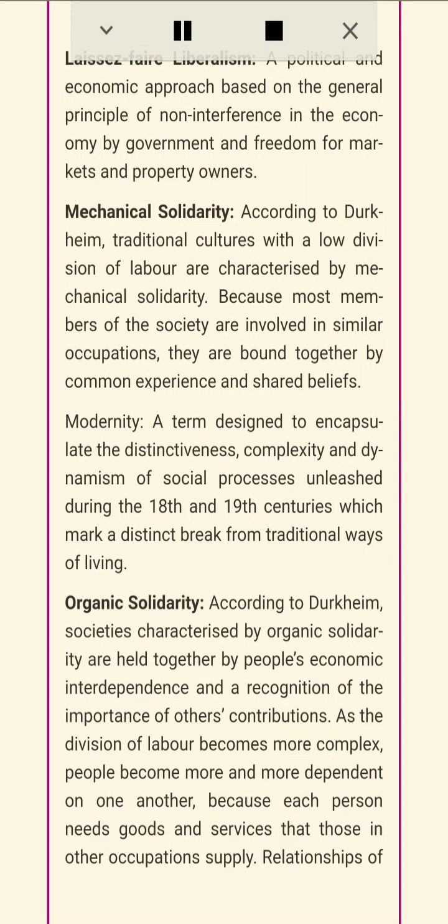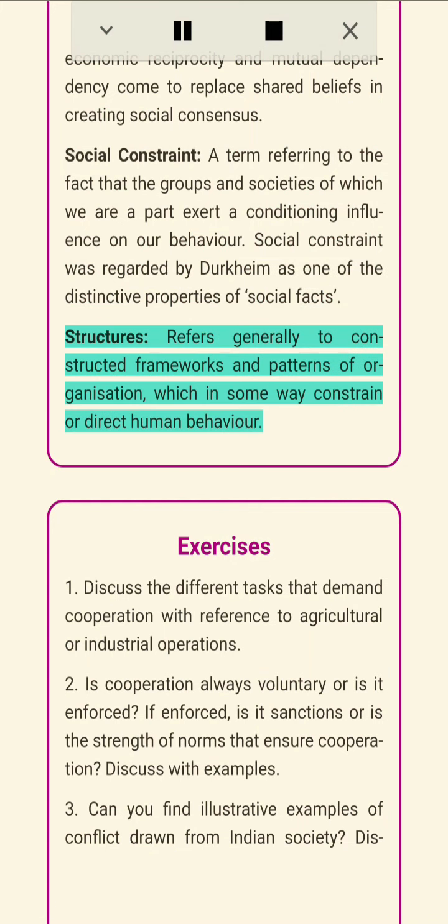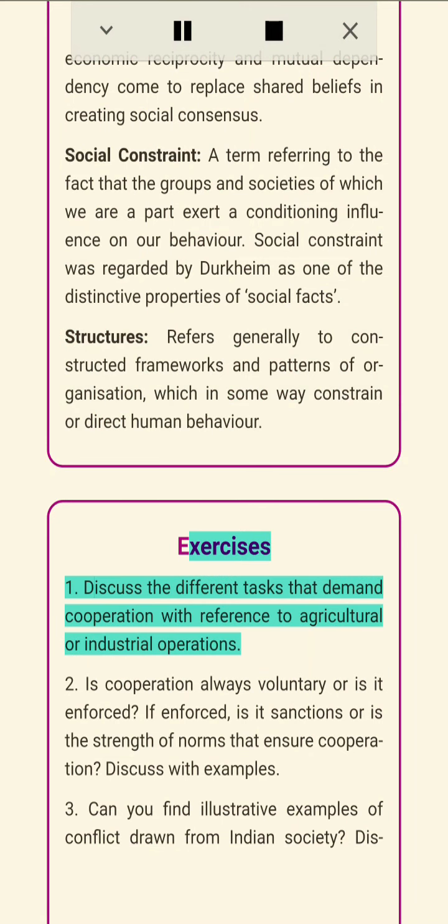As the division of labor becomes more complex, people become more and more dependent on one another because each person needs goods and services that those in other occupations supply. Relationships of economic reciprocity and mutual dependency come to replace shared beliefs in creating social consensus. Social constraint: a term referring to the fact that the groups and societies of which we are a part exert a conditioning influence on our behavior. Social constraint was regarded by Durkheim as one of the distinctive properties of social facts. Structures refers generally to constructed frameworks and patterns of organization, which in some way constrain or direct human behavior.